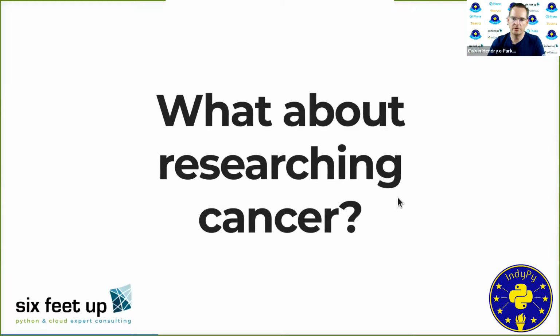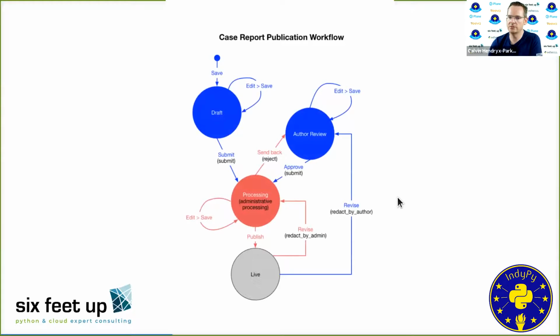Another real world example that can be applied to this is, for example, if we worked with a company who's doing cancer research. So if you were researching cancer and wanted to track case reports for patients along the way as you were studying them, you would have different actors inside this workflow. So potentially the person submitting the case report for review. The initial state here would start at "I'm going to create a new case report and save it." Once it's saved, it goes into a draft state.